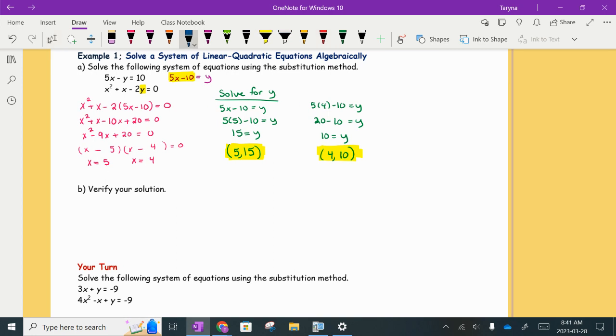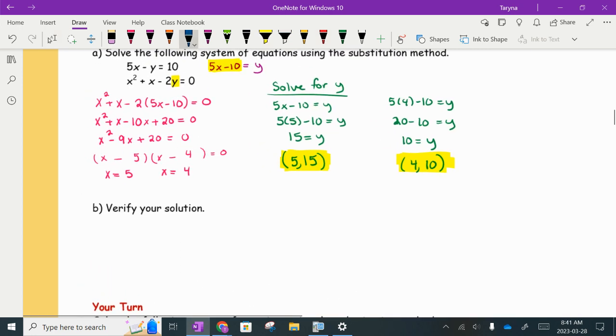And I guess I'll show another verification. But like I said, you won't get marks for this. This could just be done on your calculator.